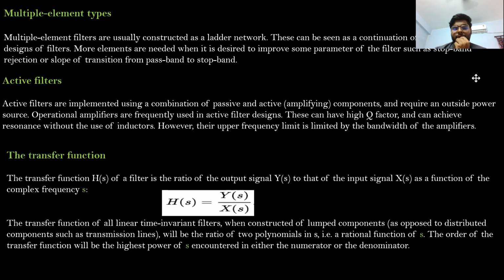The transfer function of all linear time invariant filters, when constructed of lumped components, will be the ratio of two polynomials in S, that is, a rational function of S. The order of the transfer function will be the highest power of S encountered in either the numerator or denominator. This is the topic based upon transfer function and how to derive a transfer function of a filter. Now we will move to the design methodology at the next slide.